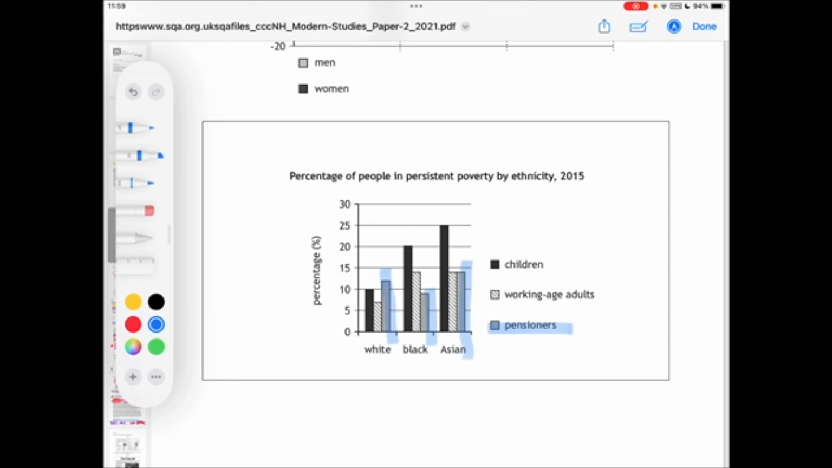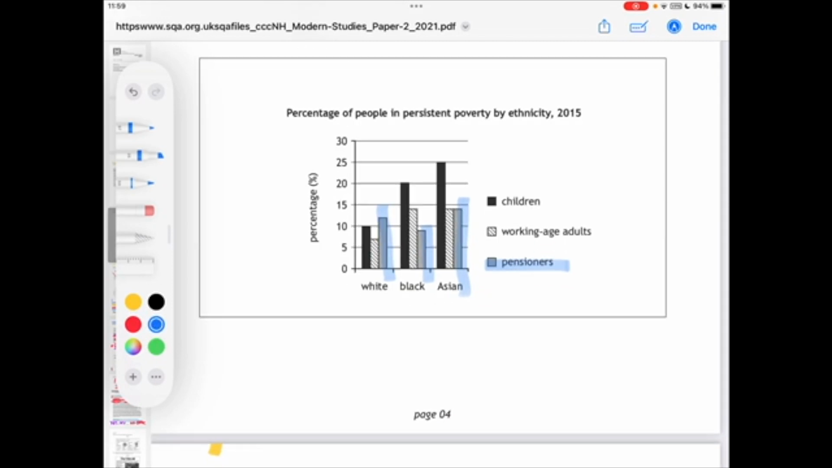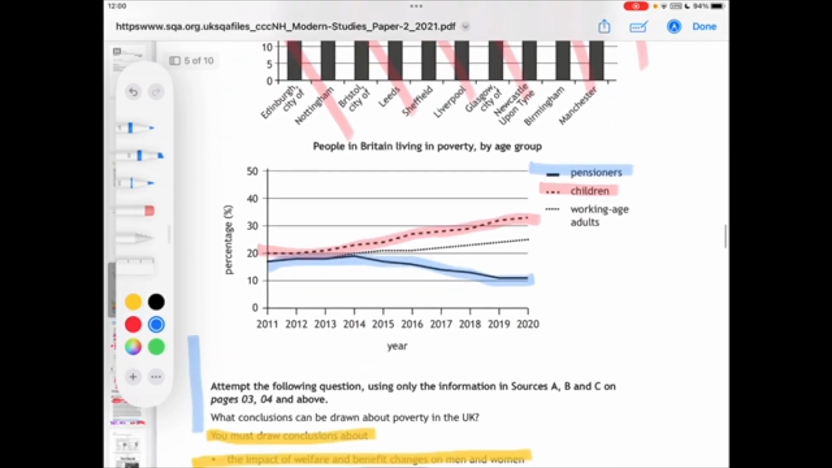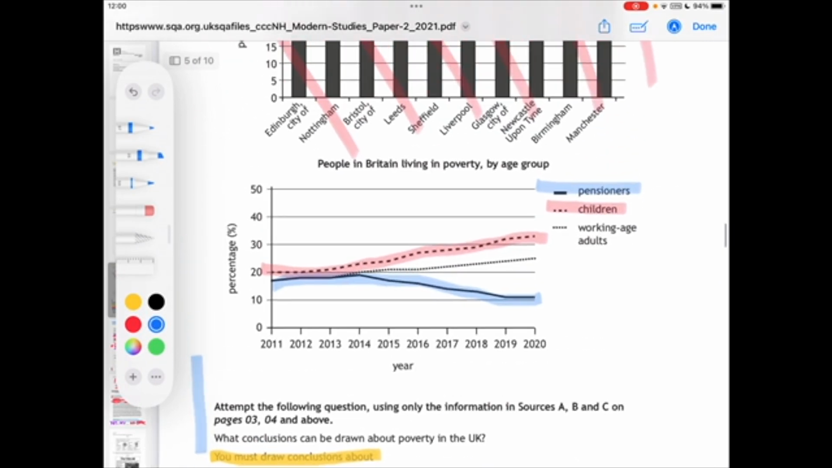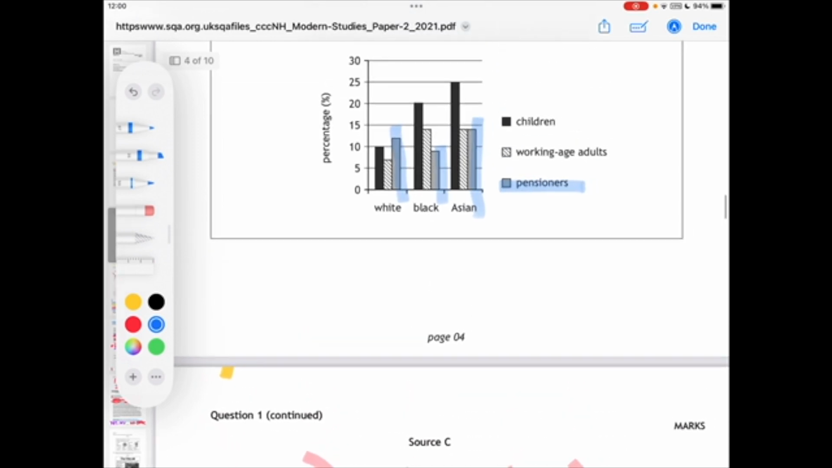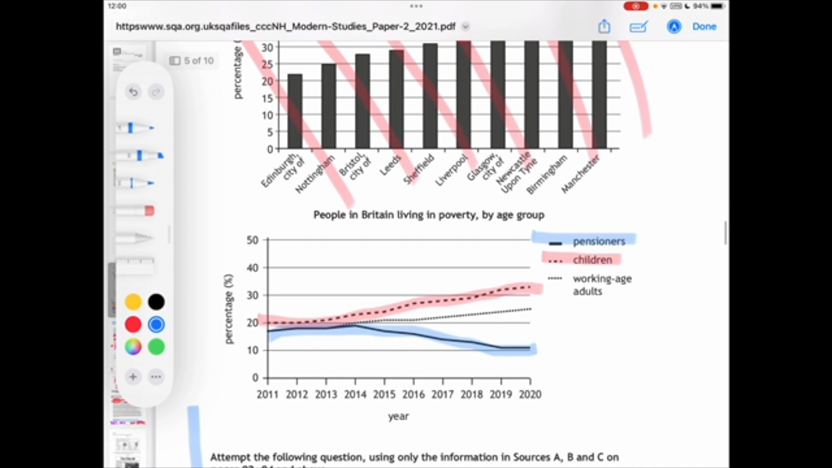So in the white group, pensioners are the highest group in poverty. Whereas in the black group they're the smallest, and in the Asian group they're joint with working age adults. So that then is our 2 things that we can use for pensioner poverty. There's only 2, so it's not a lot.